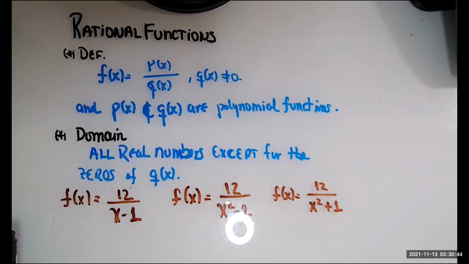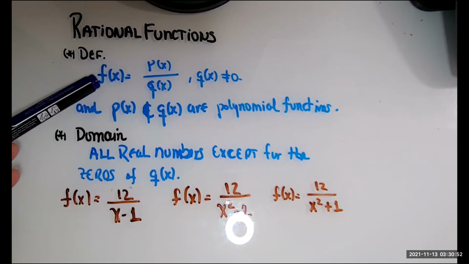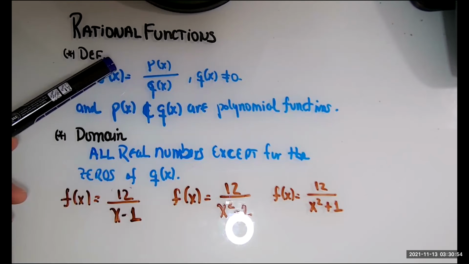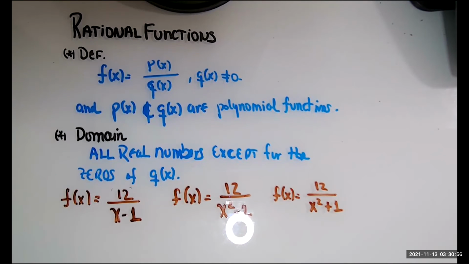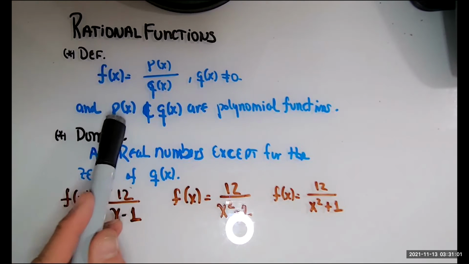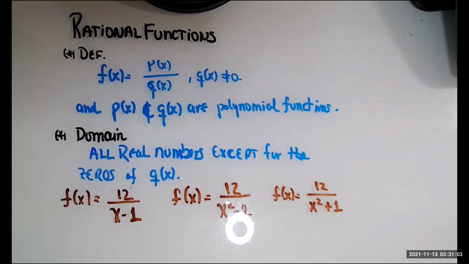Let's review a little bit of rational functions. The definition: a rational function is given by a quotient of two polynomials, p of x over q of x. And of course, q of x cannot be zero. As I said, p and q are polynomial functions. The domain of the rational function is all real numbers except for the zeros of q of x, namely those numbers that make the denominator zero. In other words, avoid zero in the denominator.